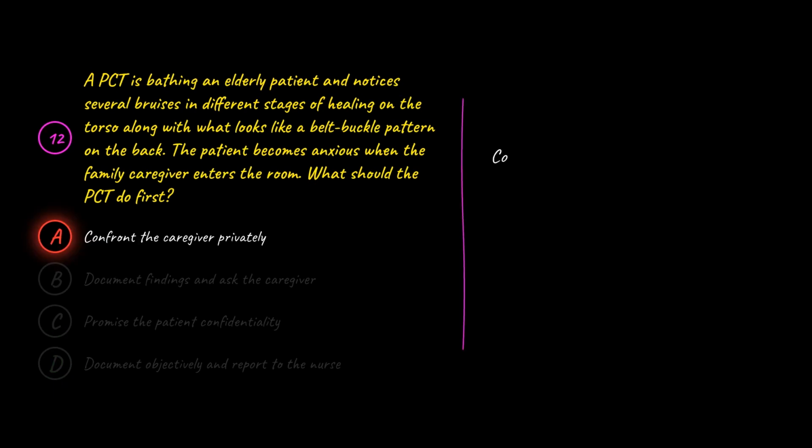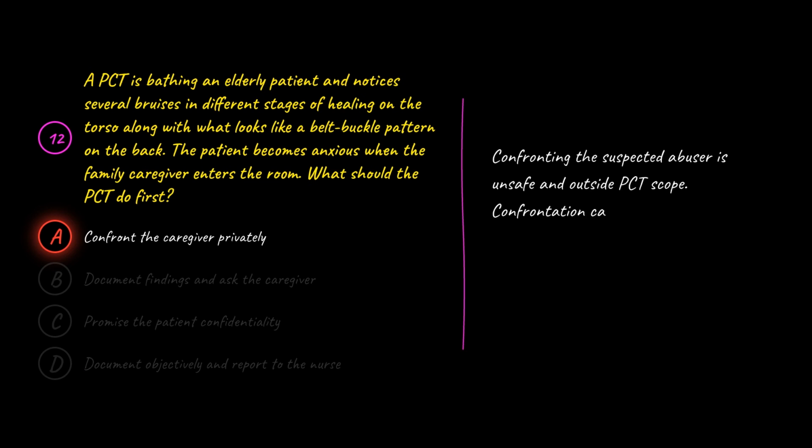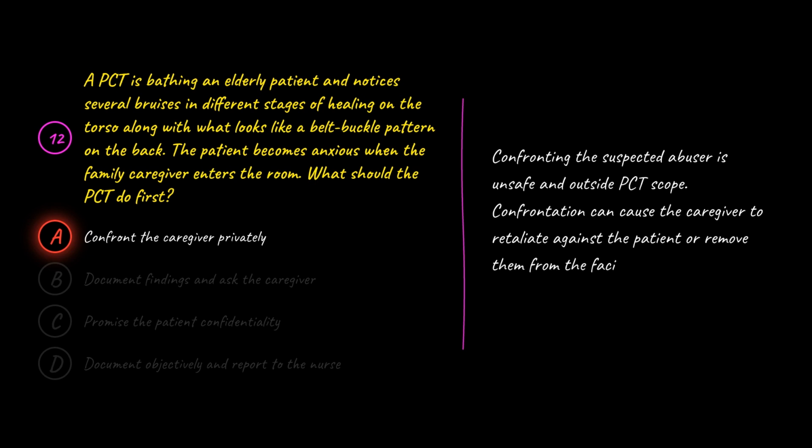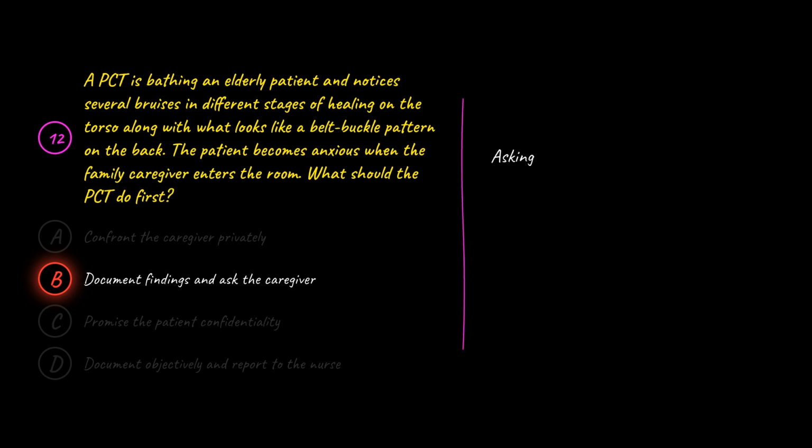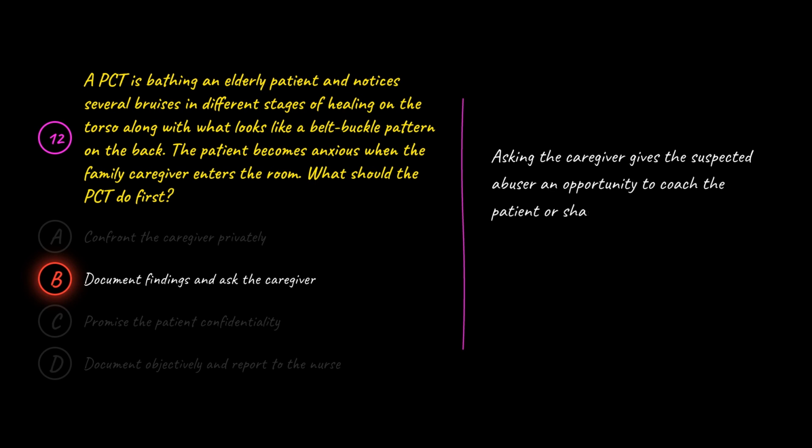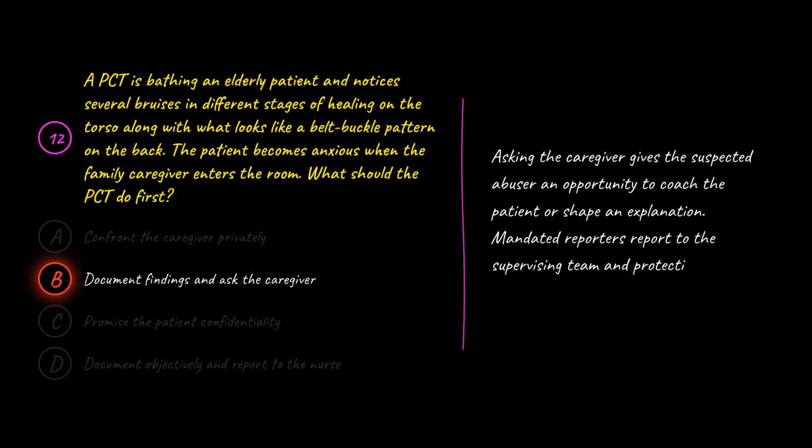A is wrong because confronting the suspected abuser is unsafe and outside PCT scope. Confrontation can cause the caregiver to retaliate against the patient or remove them from the facility before social services and the nurse can intervene safely. B is wrong because asking the caregiver gives the suspected abuser an opportunity to coach the patient or shape an explanation. Mandated reporters report to the supervising team and protective services, not to the person who may be causing the harm.